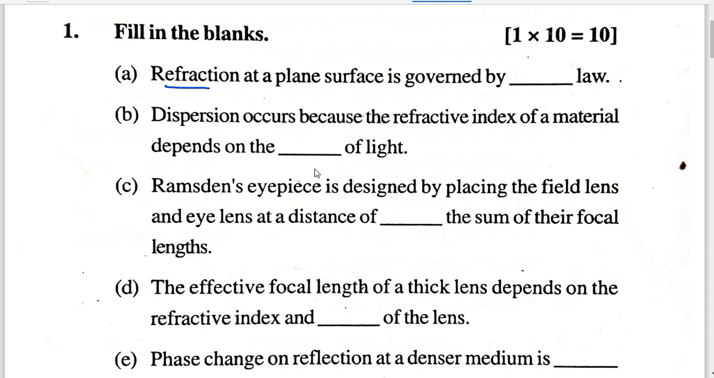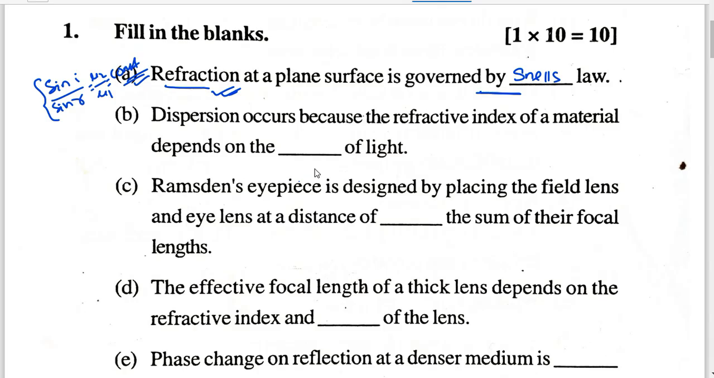Refraction at a plane surface is governed by dash law. So first think about refraction. In refraction there is only one law, that is Snell's law. You know Snell's law, that is sin i divided by sin r is equal to mu 2 by mu 1, or that mu 2 by mu 1 equal to constant. This is Snell's law, and this law is very crucial during the study of refraction. So refraction has basically two laws. This is the second law, which is Snell's law, or sin i by sin r equal to mu 2 by mu 1, where i is the angle of incidence and r is the angle of refraction.